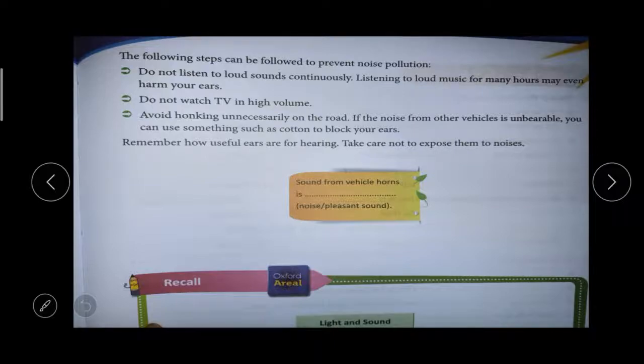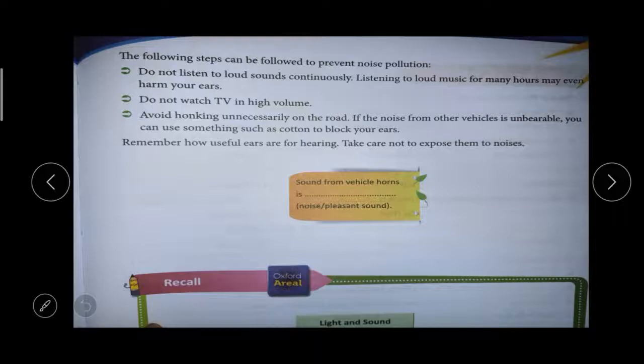Now you can feel it, you can dance to it. But after a certain age, at some stage, you will feel difficulty in hearing, so please avoid that. Then do not watch TV with high volume. Then avoid honking. Honking means don't use the horn while driving. You can use it when necessary, but don't overuse it.